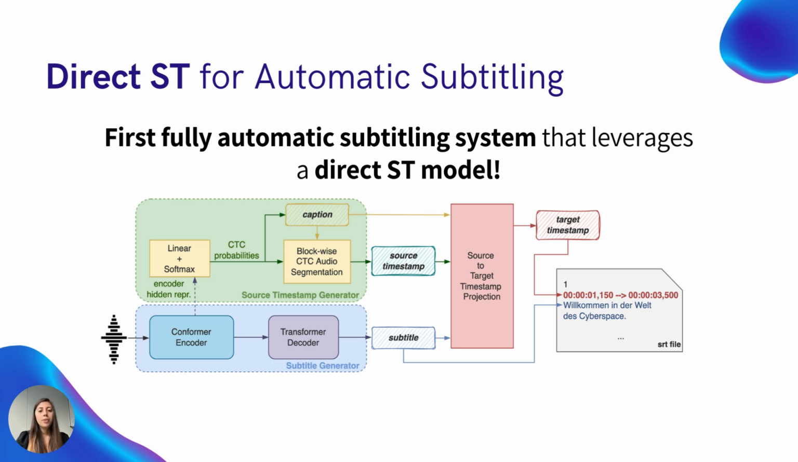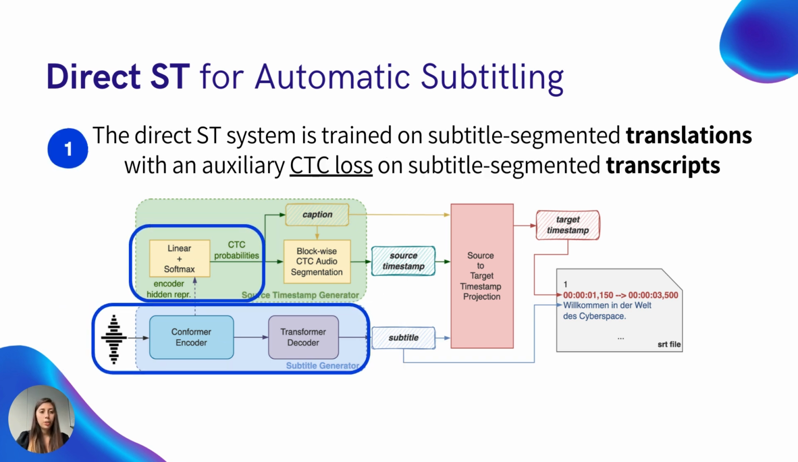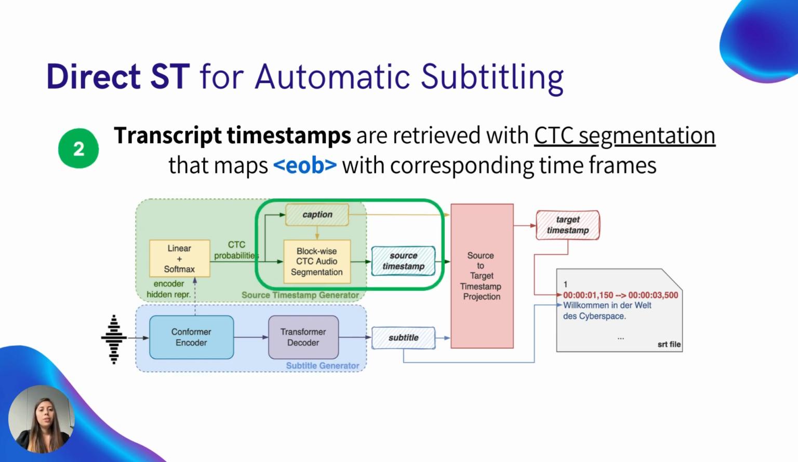I will start describing the system from the direct ST model that is trained on subtitle segmented translations, also called subtitles, with an auxiliary CTC loss on subtitle segmented transcripts, also called captions. The second step here is to retrieve the transcript timestamps using the CTC segmentation algorithm based on the CTC loss that maps the end of block present in the transcripts, in the captions, with the corresponding time frames.